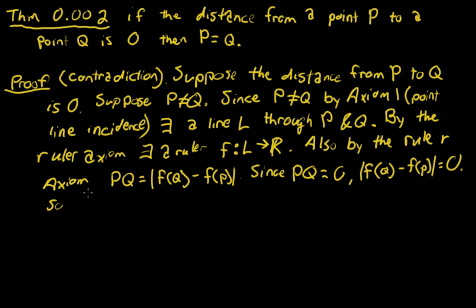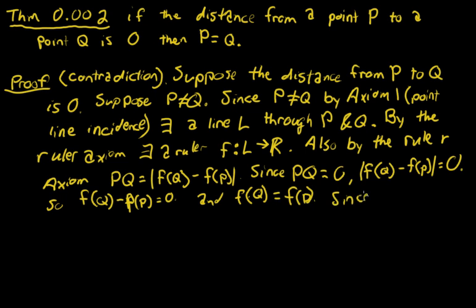So f of Q equals f of P. But since f, not f of anything, just our function, is 1 to 1, then Q equals P. But this is a contradiction because we assumed that P does not equal Q.